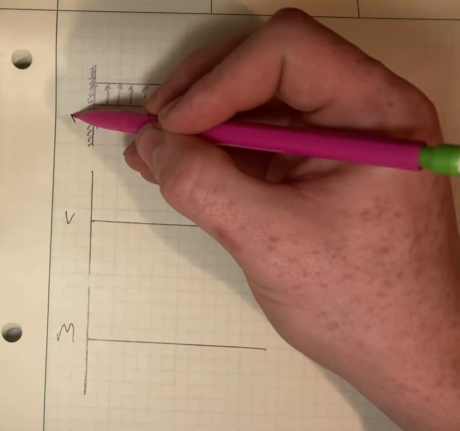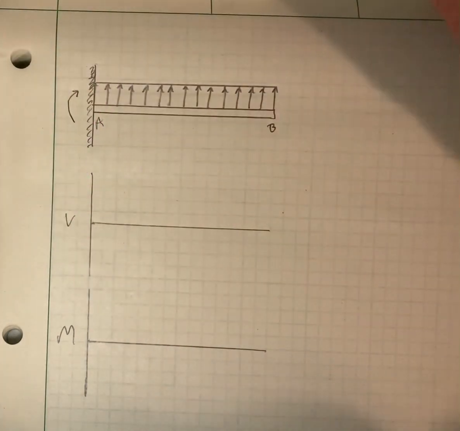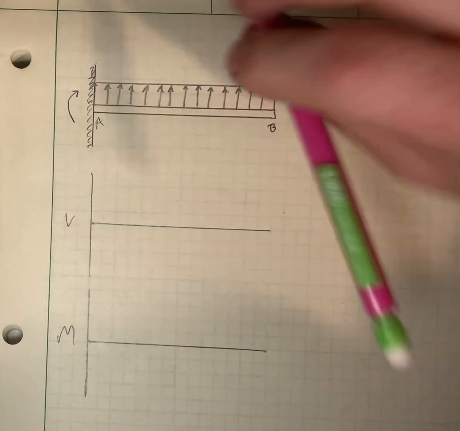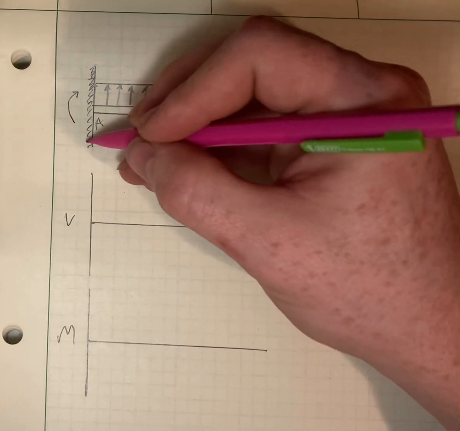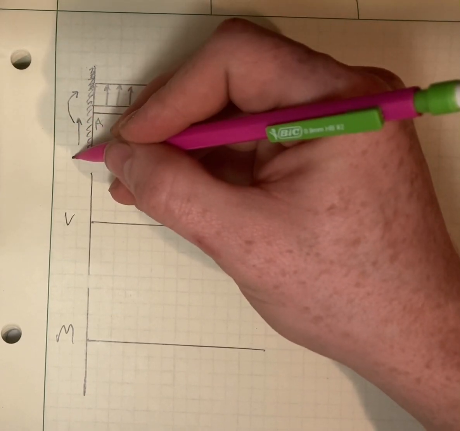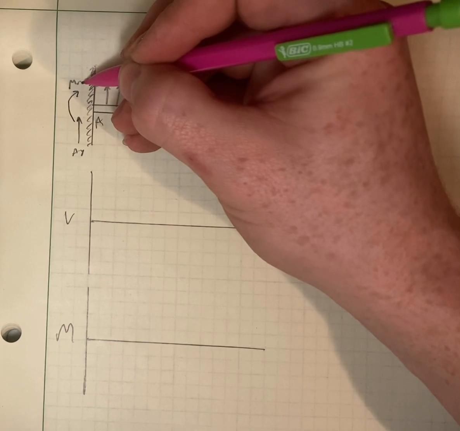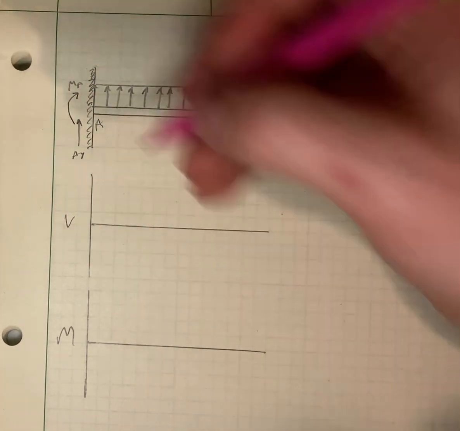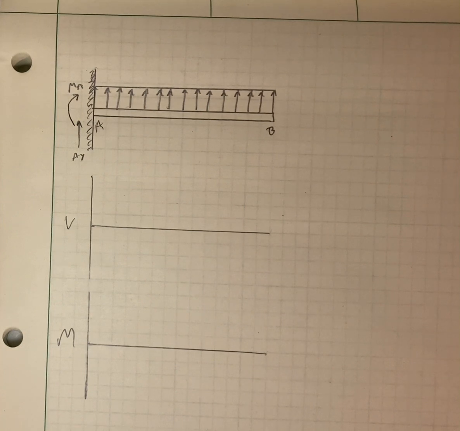So our moment has got to counteract that. It's got to go that way if we're trying to bend it that way, right? Balance it out. And there's also, put here, A, Y, M, A. Okay. Sweet.